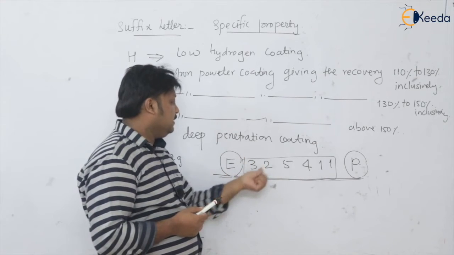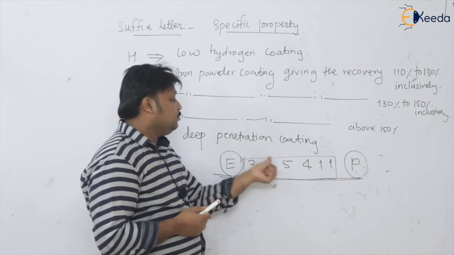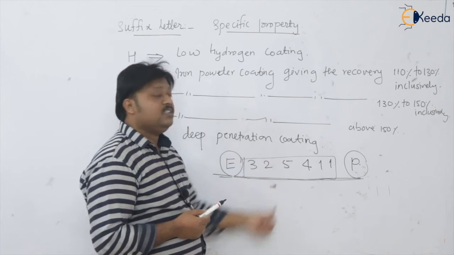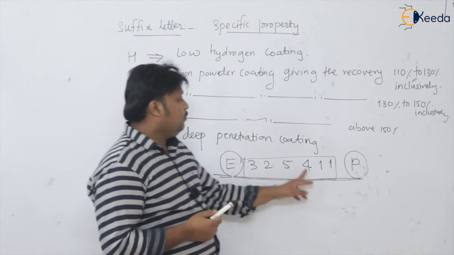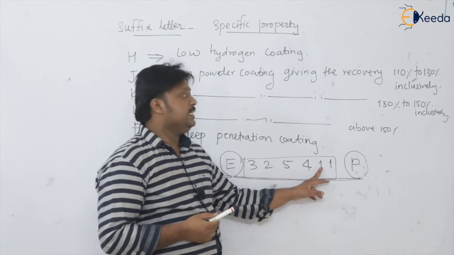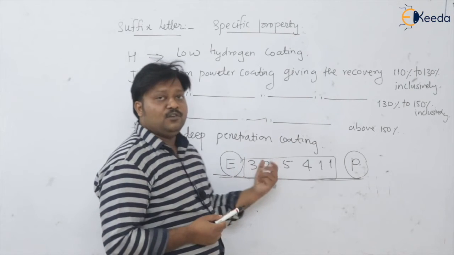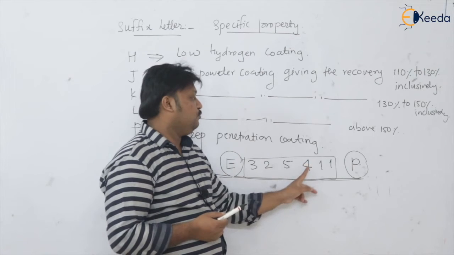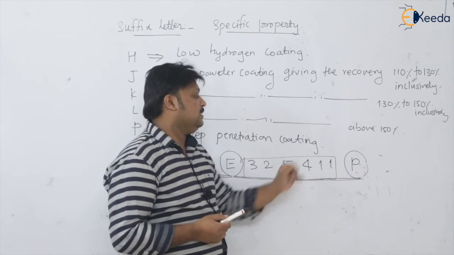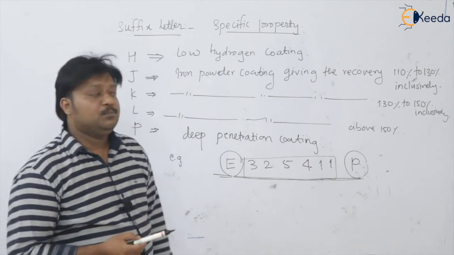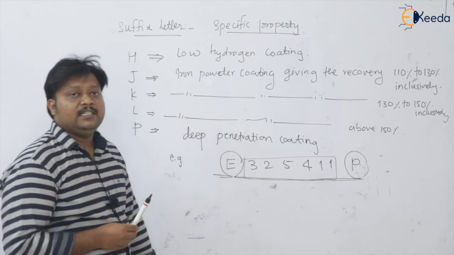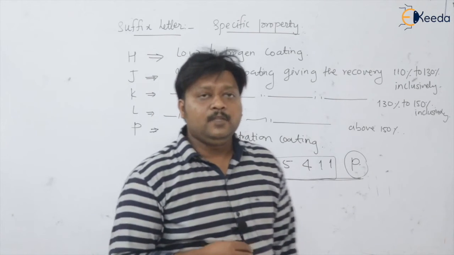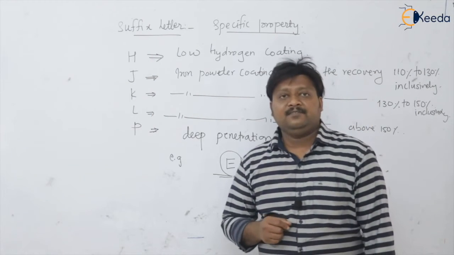The second digit is for the position of welding, and the third is for the current conditions. The 4th and 5th together indicate the strength in combination with the yield strength. That is 4-1, you add 0 to that, so 410 megapascal. The last digit indicates the percentage of elongation during tensile testing. So this is how we can code the electrode. Okay, thank you.